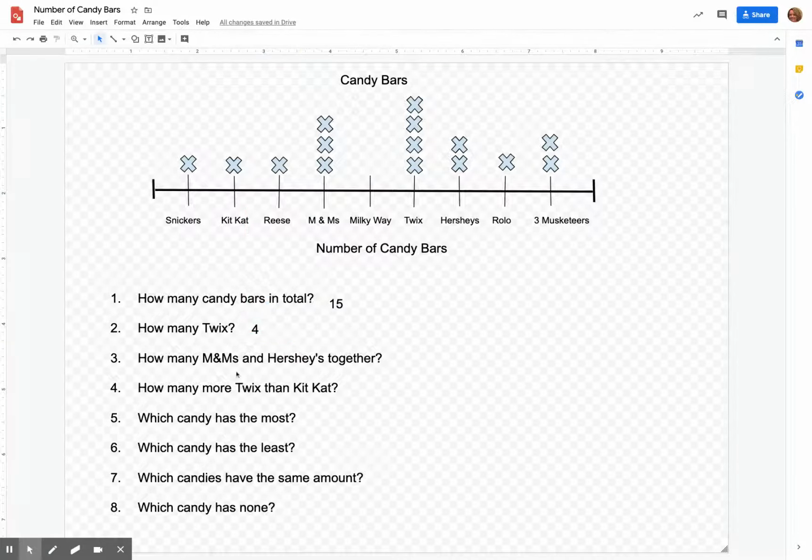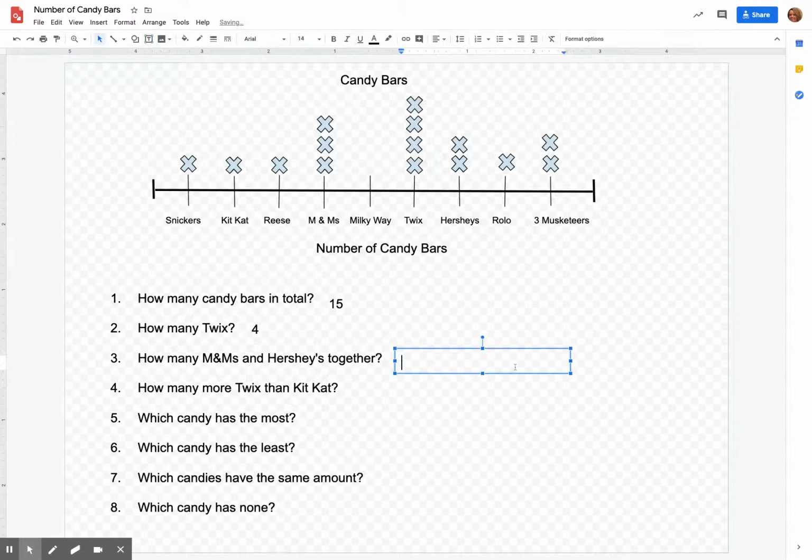How many M&Ms and Hershey's together? Remember, we've talked about this all together word, and that means we are adding them together. So let's see how many M&Ms we have. 1, 2, 3. And then how many Hershey's do we have? 1, 2. So what we want to do is add 3 M&Ms plus 2 Hershey's equals how many all together? 5.